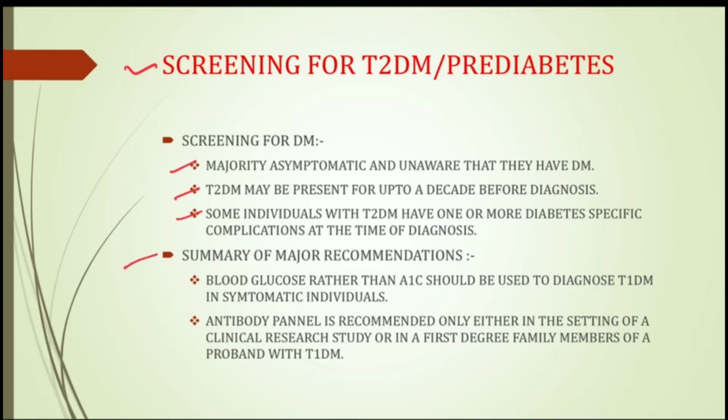So when we talk about the summary of major recommendations, blood glucose rather than HbA1c should be used to diagnose type 1 diabetes mellitus in symptomatic individuals. Also an antibody panel is recommended only either in the setting of a clinical research study or in first degree family members of those with type 1 diabetes mellitus, as we know that type 1 diabetes mellitus is associated with autoimmune reactions, meaning there is formation of antibodies against the body itself that destroy the islet beta cells of the pancreas.